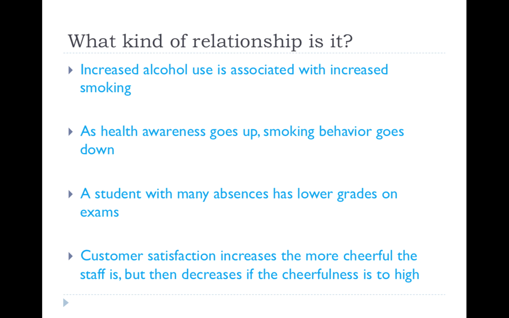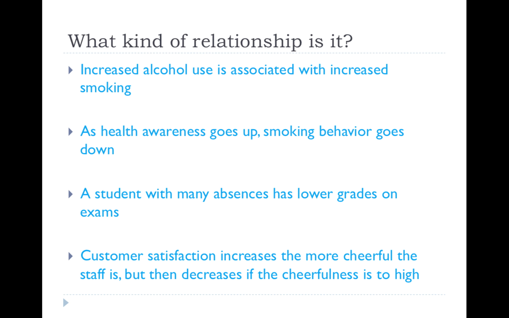Okay, so let's go over a couple of examples. You have to identify what type of relationship it is. So increased alcohol use is associated with increased smoking. I'll give you a second to think about this. And this, of course, would be an example of a positive linear relationship. Number 2, as health awareness goes up, smoking behavior goes down. And this, of course, would be an example of a negative correlation. So as one goes up, the other one goes down.